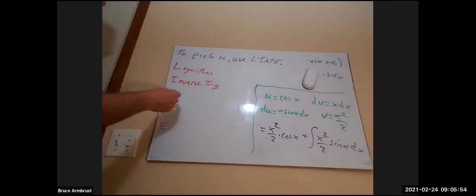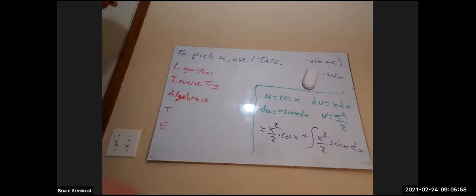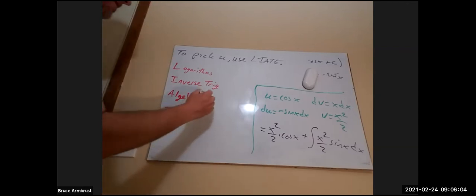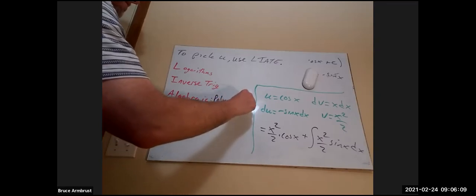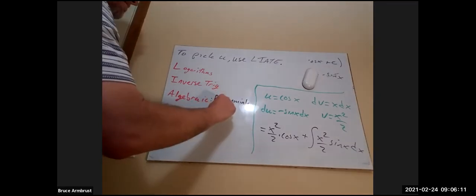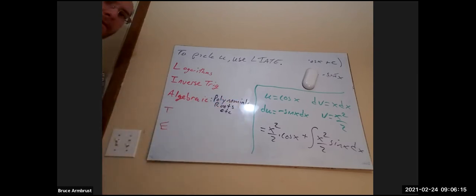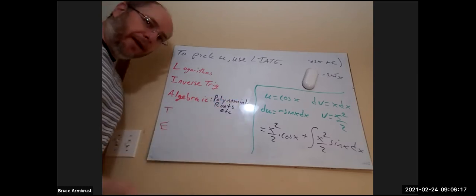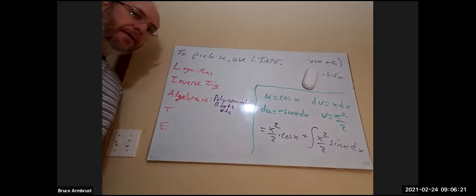The A stands for algebraic. All right, so what the hell is algebraic? So algebraic, this is polynomials, roots, etc. Okay, so these are things like x squared, square root of x, 1 over x, things like that.